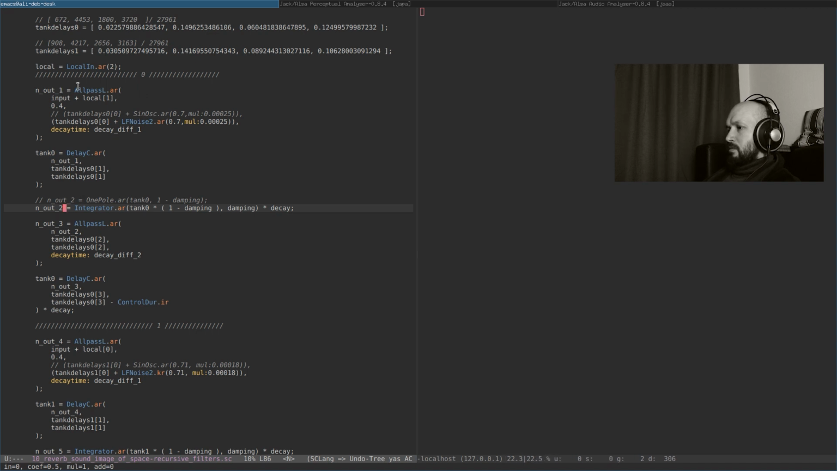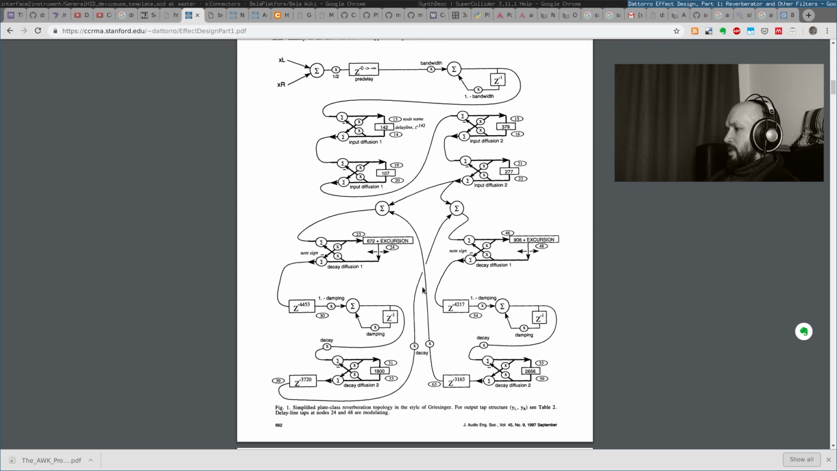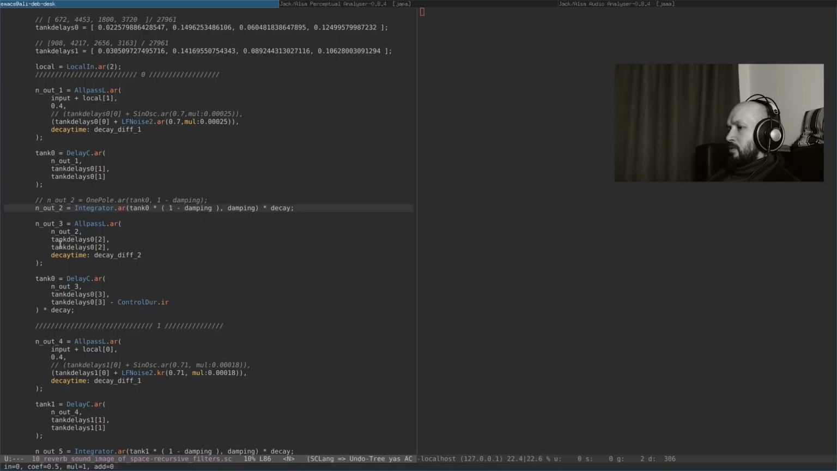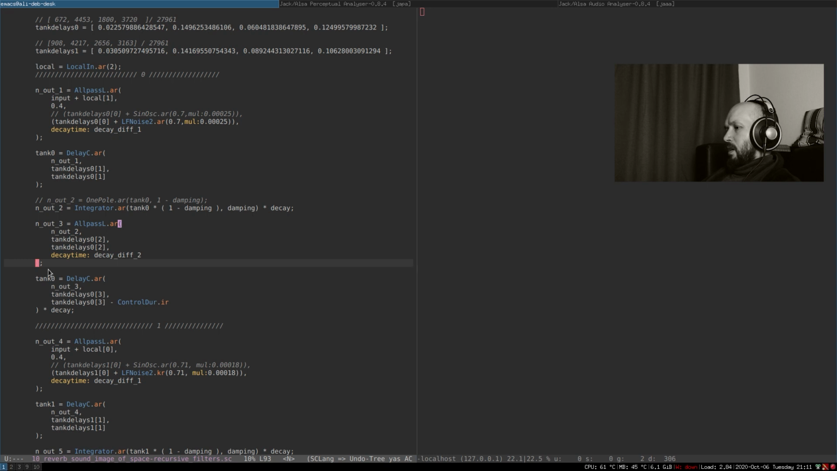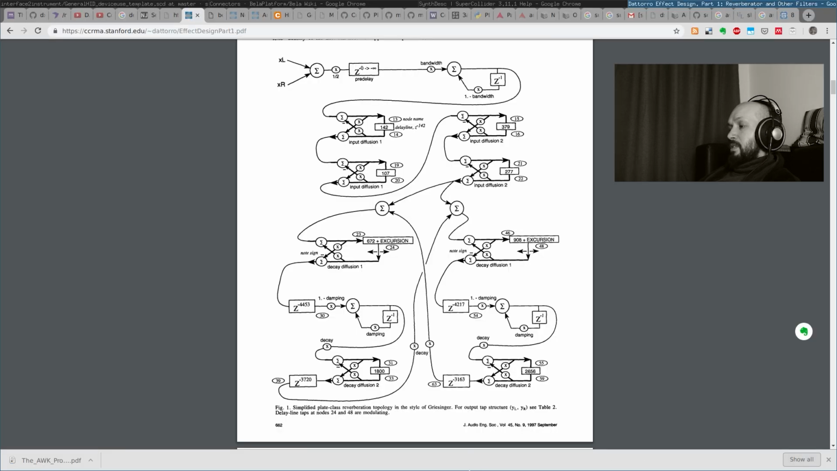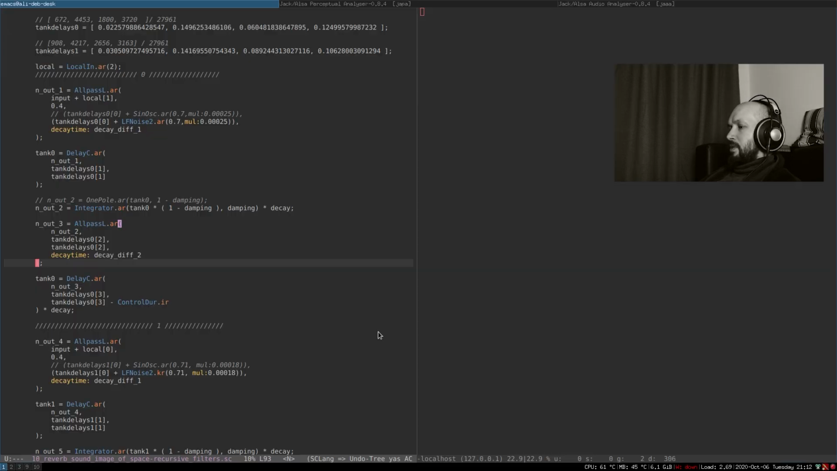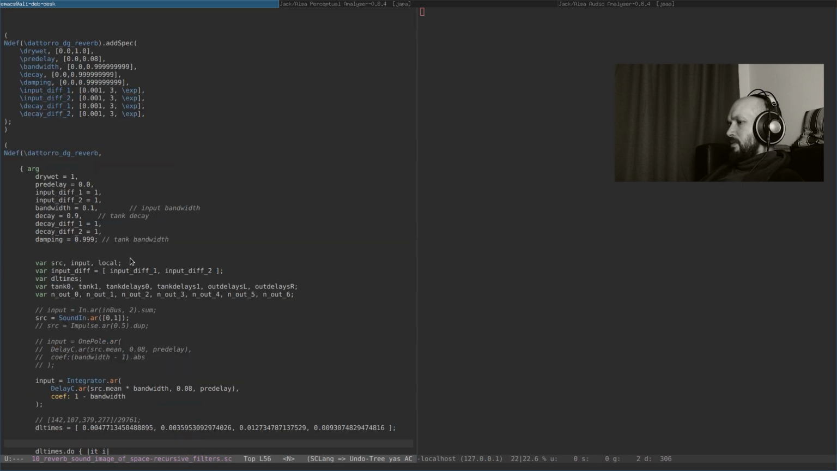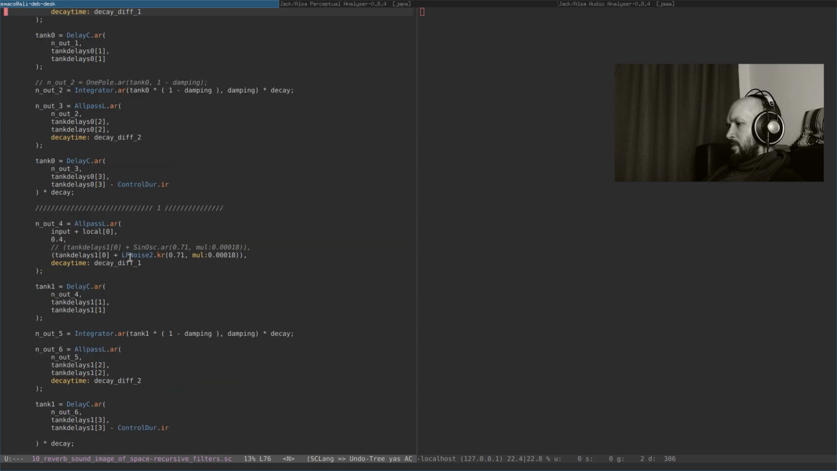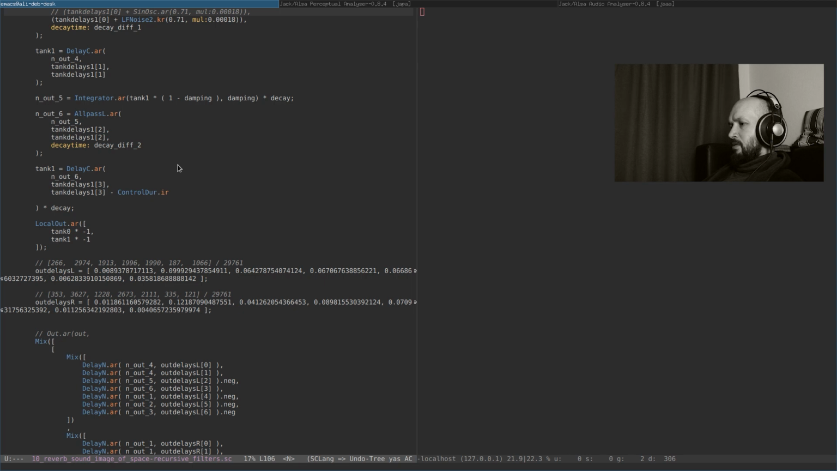and out 1, the output of this all pass. I take the output from here, and I take the output from all pass L, the last one, from this all pass filter, and the same goes for this part. So that's how I was able to do that with the SuperCollider based unit generators.